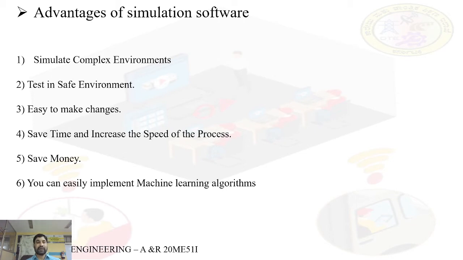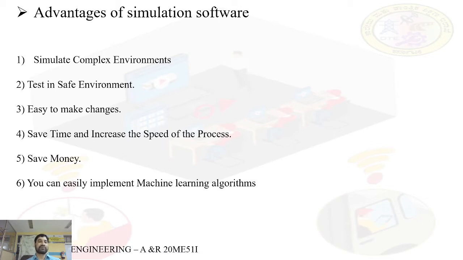And test in a safe environment. As I told, robotic applications are in a production department. It is not safe to test the robot there because other production is going on beside, in front of, or next to it. We cannot test these things because people are moving there. When you move the robots, it may cause damage or accidents. To avoid this, you can easily check these movements in the simulation software.